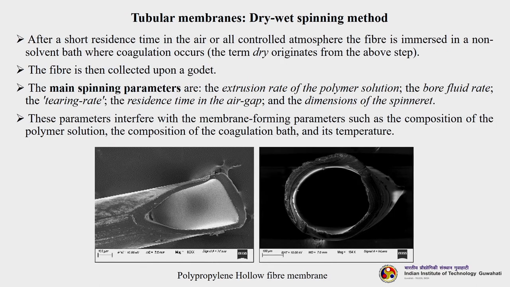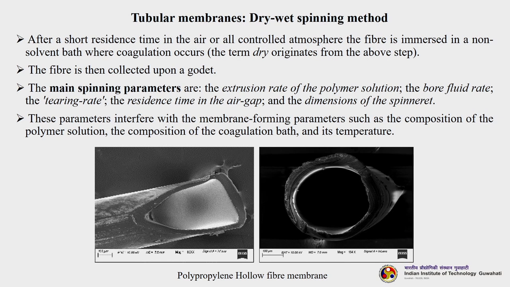So, after a short residence time in the air or a controlled atmosphere, the fiber is immersed in a non-solvent bath where coagulation occurs. So, the term dry originates from the above steps. Okay, we are calling it a dry wet spinning method. So, the fiber is then collected upon a godet.